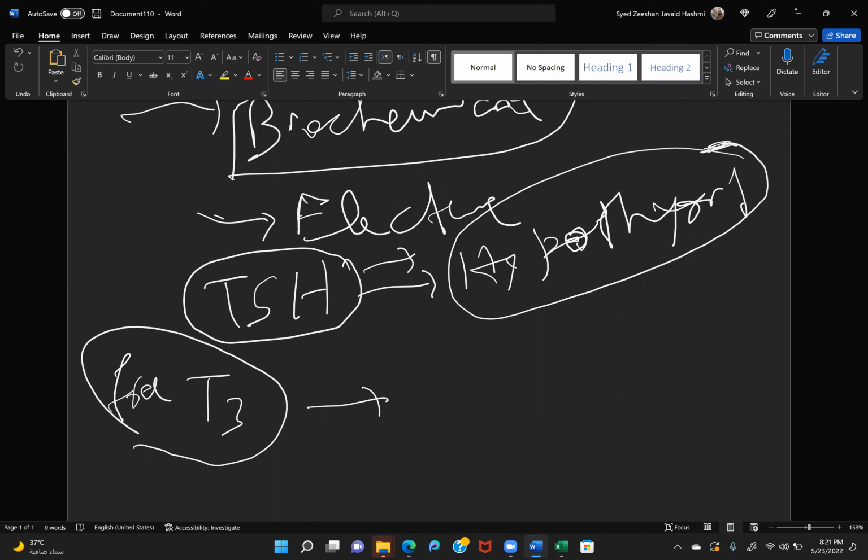How do we optimize it? What are the different anti-thyroid drugs? Carbimazole and propylthiouracil.